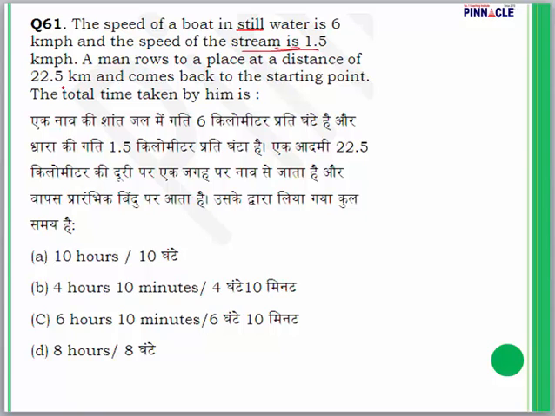Distance is 22.5 kilometers, and he comes back. You can say 22.5 divided by 7.5, this is downstream, plus 22.5 divided by 4.5, that is 6 minus 1.5, this is upstream. Total time taken would be now 3 plus 5, 8 hours. 8 hours is the total time taken to go and come back.